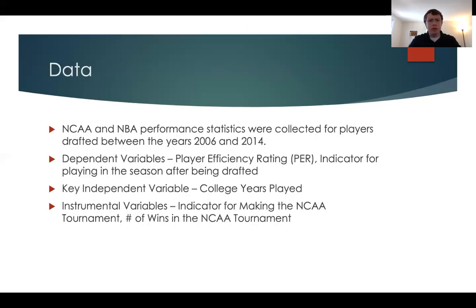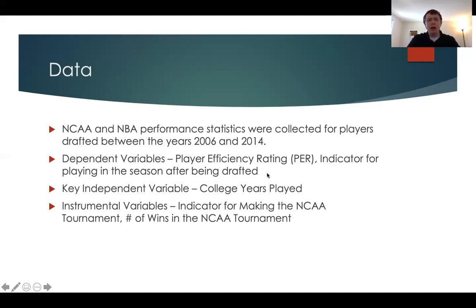In terms of the data being used, I collect data on NCAA and NBA performance statistics for players drafted between 2006 and 2014. 2006 was the first year here because that was when the one and done rule was instituted. So all players in the sample spent at least 1 year in college. I exclude any foreign-born players that did not play in the US but were playing overseas instead. And then I end the sample period at 2014 to allow for sufficient time to analyze NBA performance into the future.